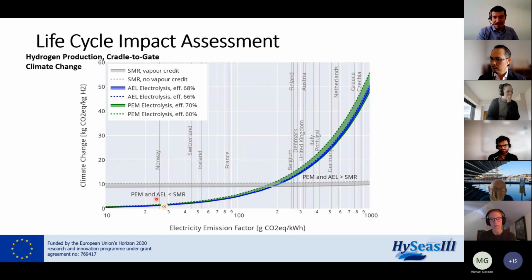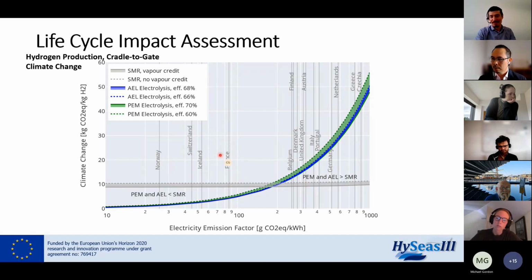So the main message here is, if we go to the left, you can see some countries. Norway has, for instance, a large hydropower capacity, which provides, if I'm not wrong, more than 90% of the electricity, so that's why you see such a low result here. If we go to the right, then after this region, producing hydrogen with electricity from the grid is actually producing more emissions upstream, more than steam methane reforming. So we need to use renewable energies.